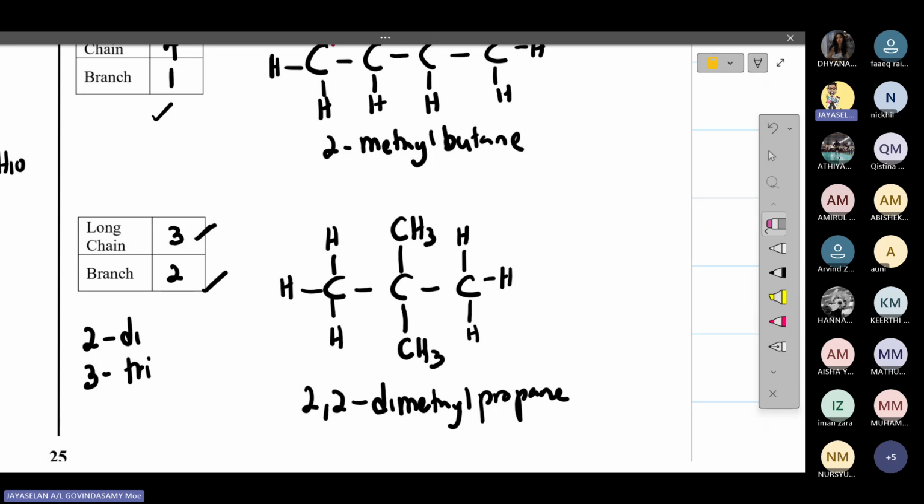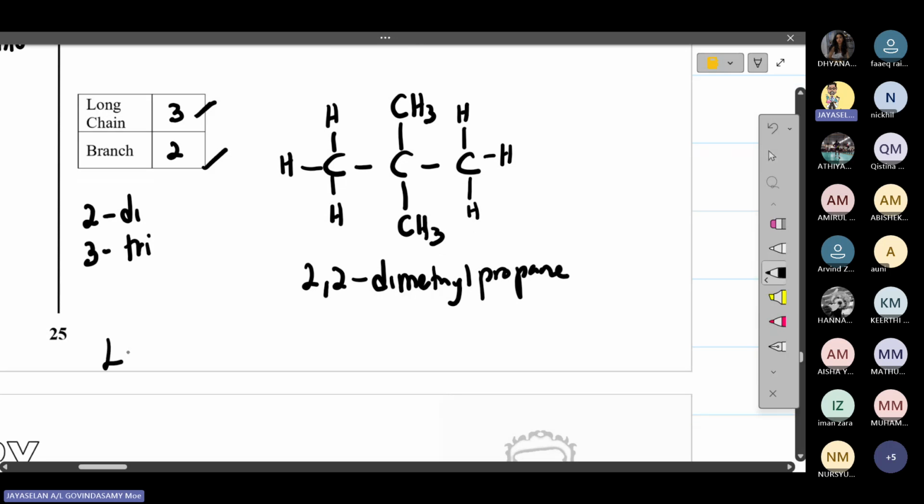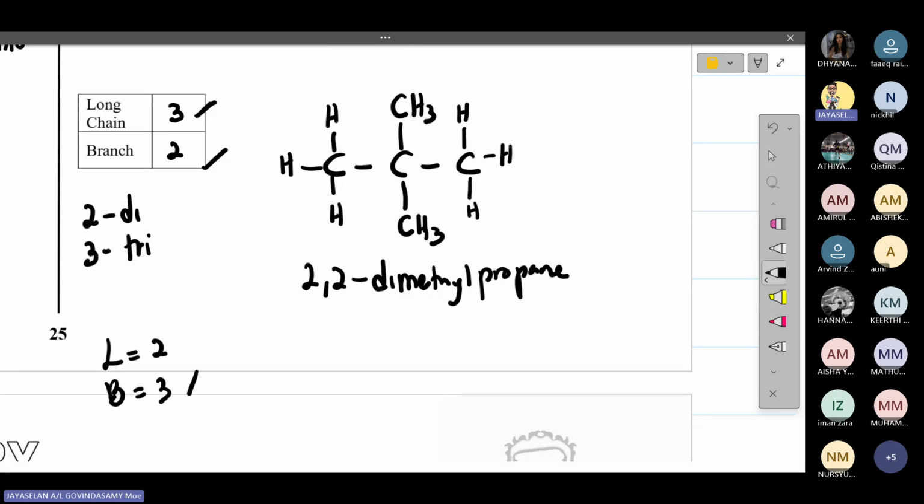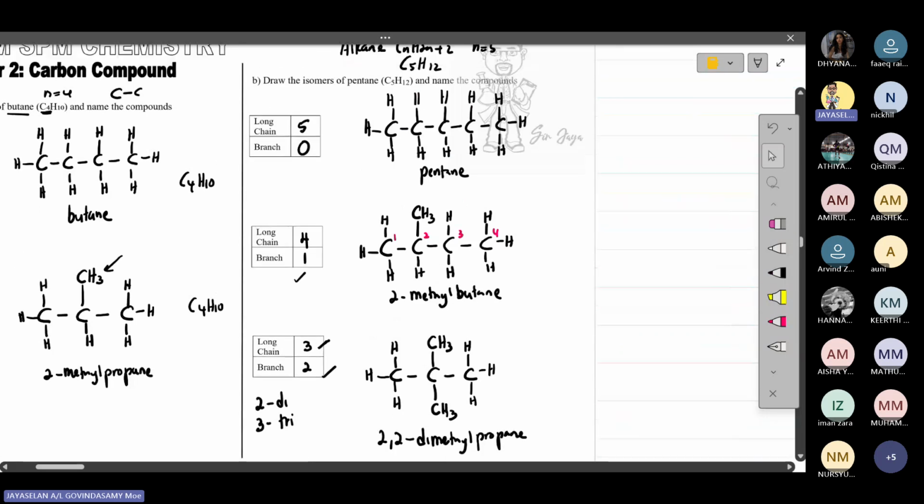Any question? Okay, kita tengok, ada lagi tak? So long chain, okay, reduce 2, branch, increase 3, cannot. So it has 3 isomers only. Faham? Any question so far? All of you understand? Okay, understand, easy, right? Okay, easy.